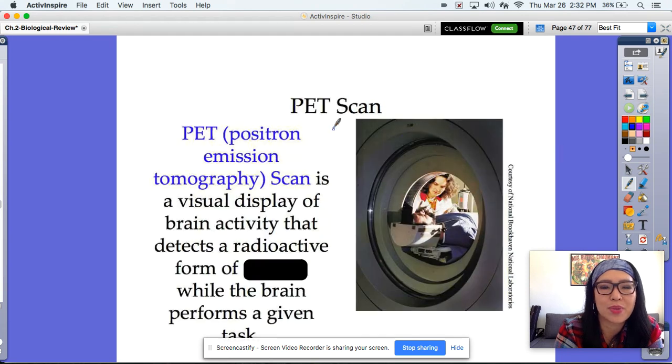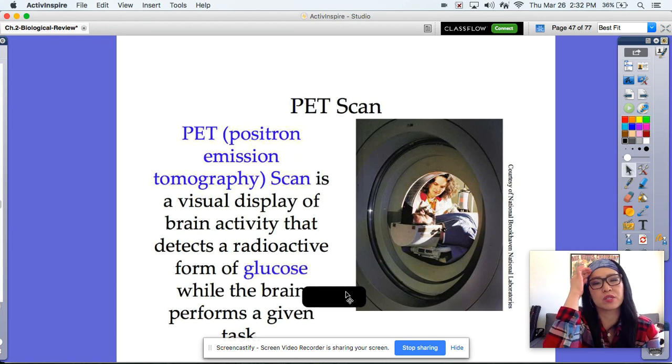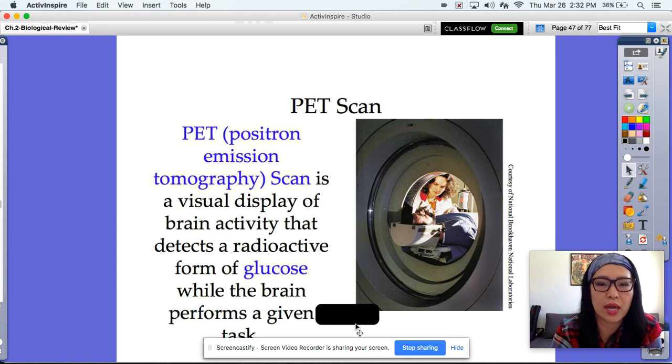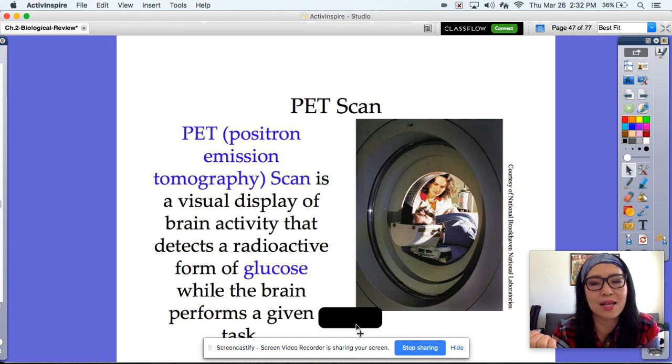All right, then we have a PET scan. Anytime we see the word PET scan, we want to think of the word glucose. This is where we inject glucose into you as you are doing a certain task, and then your brain will light up with the glucose. That way we'll know what parts of your brain are functioning when you're doing certain tasks like math or reading or looking at pictures.